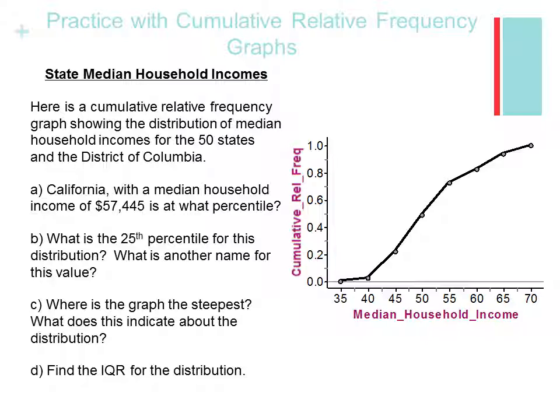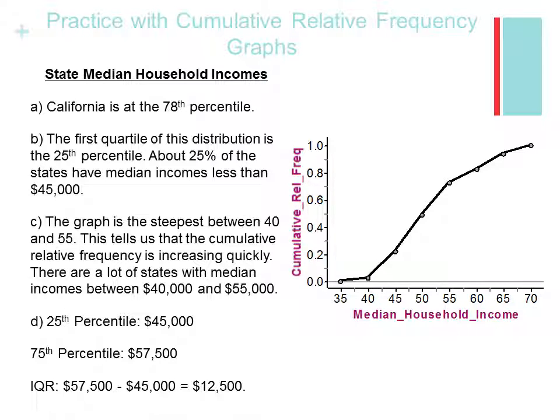I apologize. Also find the IQR for the distribution. Okay. How do I find the IQR? Remember, the IQR is going to be the quartile 1 and quartile 3. So that's the 25th percentile and the 75th percentile. All right, so the 25th percentile, you're going to go to 25. We already said that that was right at 45.